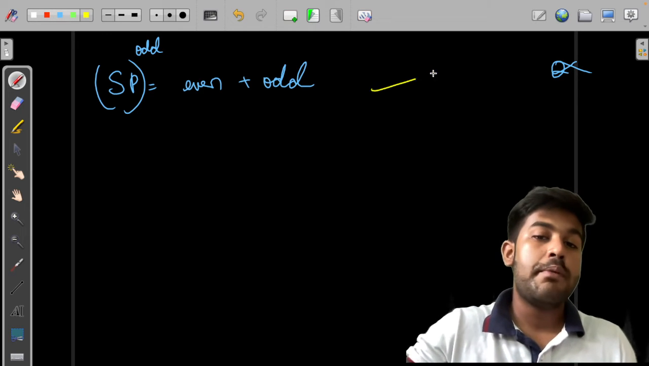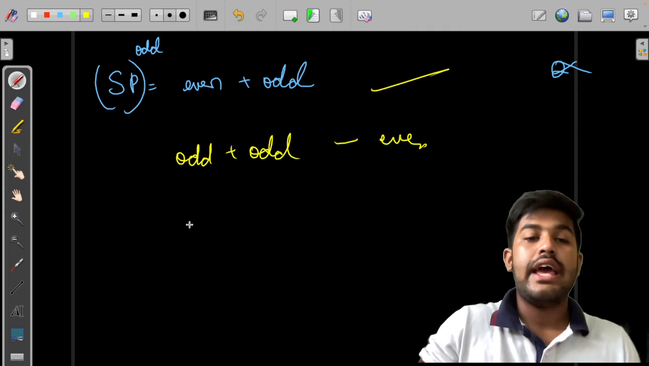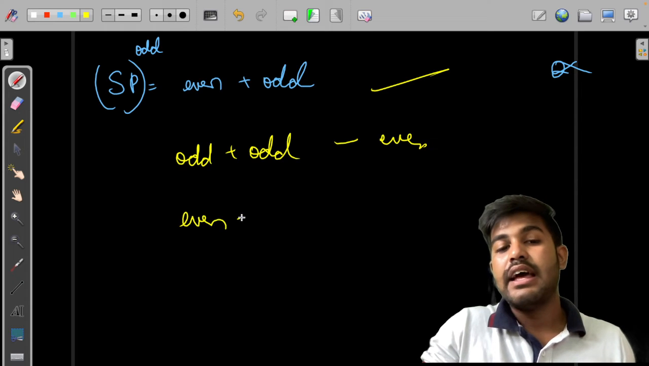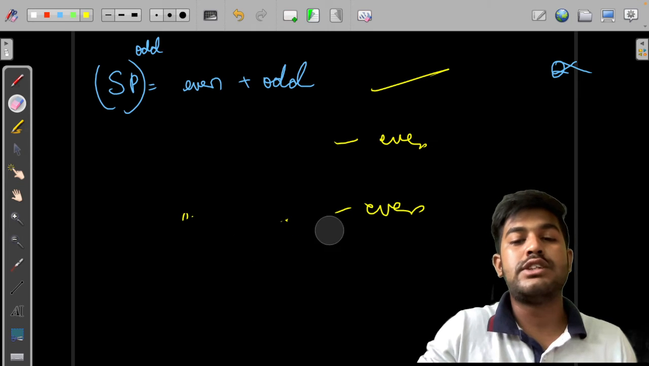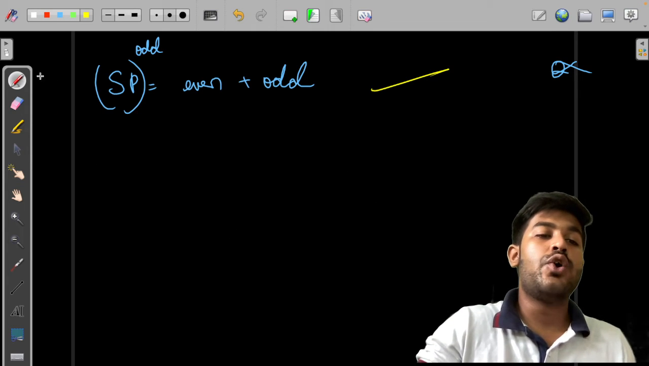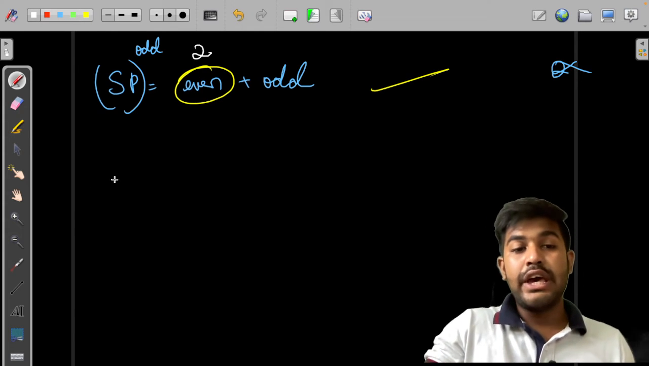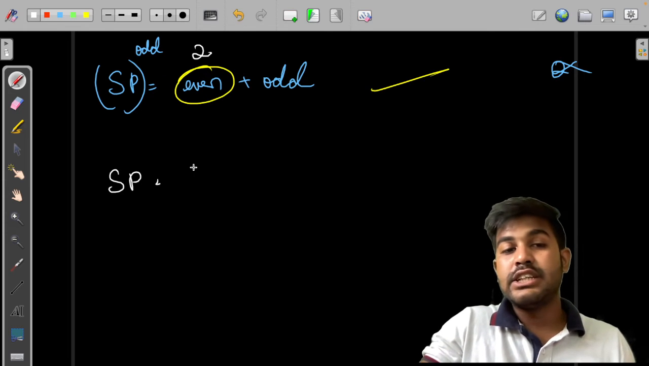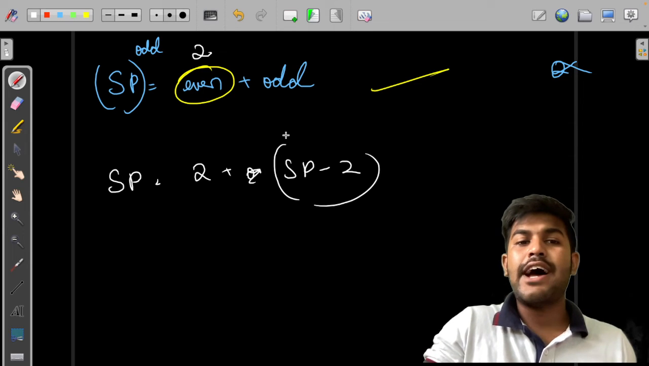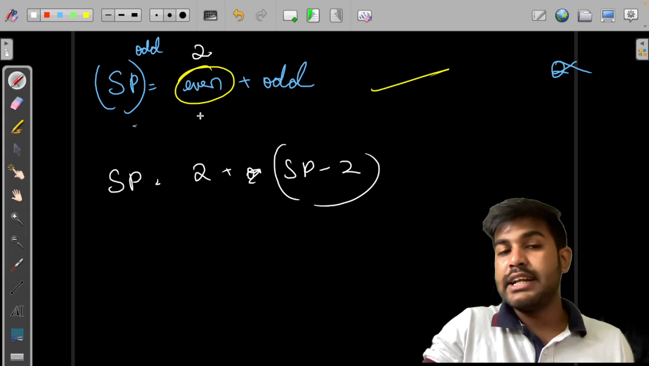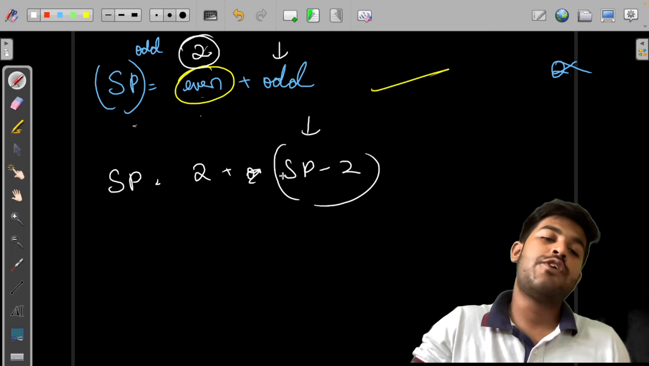Why is this true? Because if we club odd with odd, then the resultant value would be even. If we club even and even, then the value would again be even. So only this scenario would survive. So if we know that one number is even, then we have only one option, that is to include 2. So if we have the special number sp, then it is 2 plus the odd number, and the value of odd is nothing but sp minus 2, because the even number would always be 2.